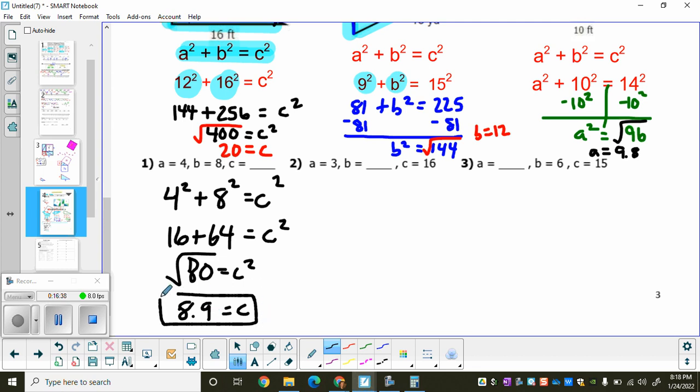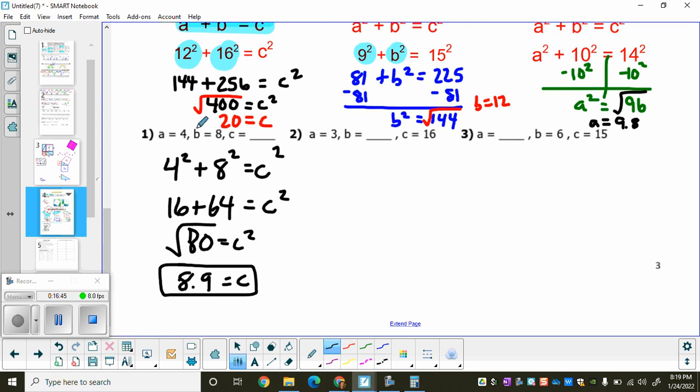Anytime we get a decimal answer, y'all, we'll just round to the nearest tenth. So we just found C is 8.9, which means if we have a 4 by 8 by 8.9, let's try to sketch that now together.